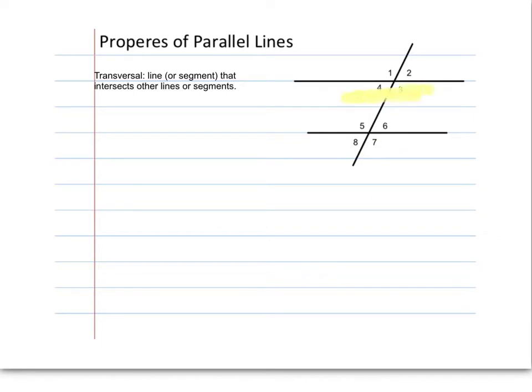So if you notice, these angles in here are in between the two parallel lines. So we call those interior angles. So 3, 4, 5, and 6 are called interior angles. Then we have the angles on the outside of the parallel lines, those up there and those down there, 1, 2, 7, and 8, and those are of course called exterior angles.